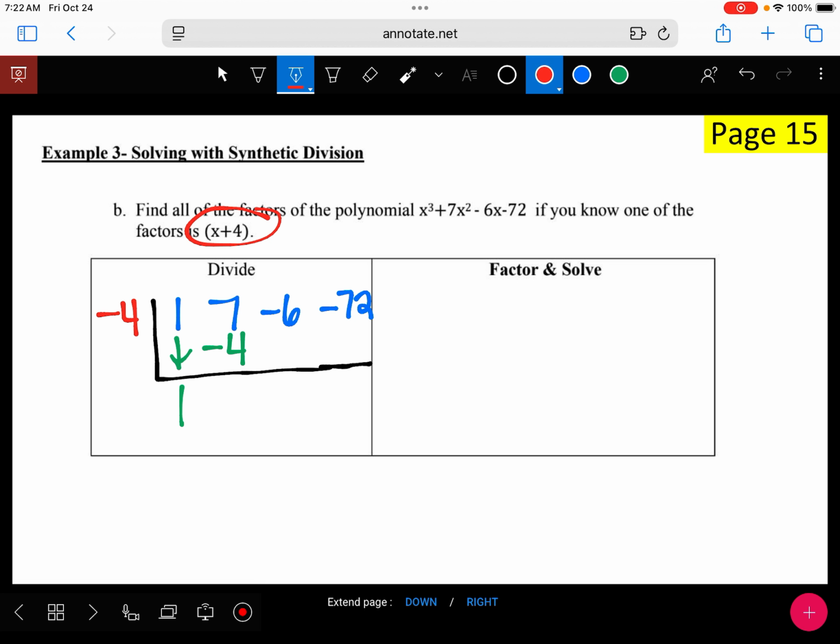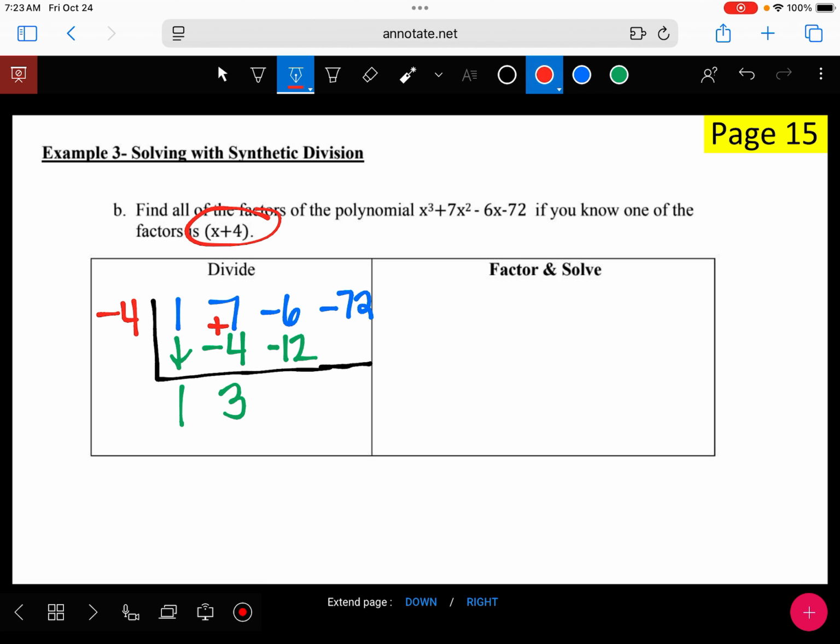And then I'm adding these together. So you're going to take 7 plus -4. You should get 3. Then you're going to take that 3 and multiply it by -4. So go ahead, take this 3, multiply it by -4. So what do you get when you take 3 times -4? -12, good. So we're going to put that right here.